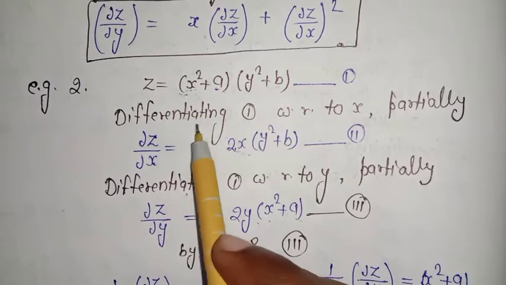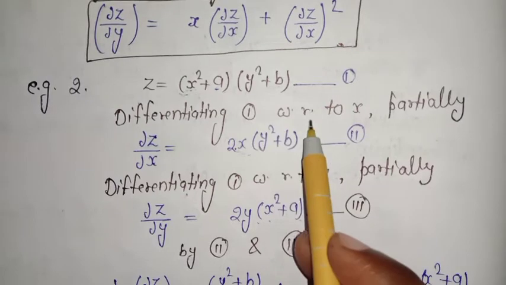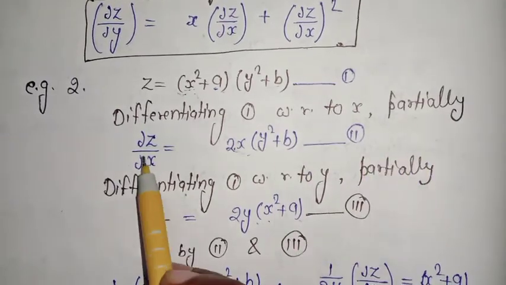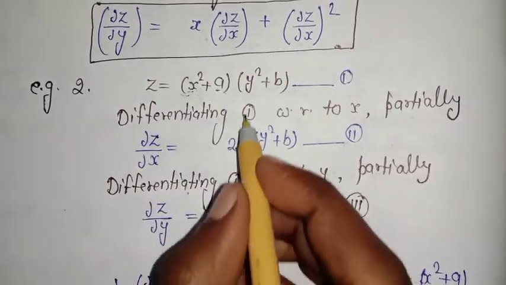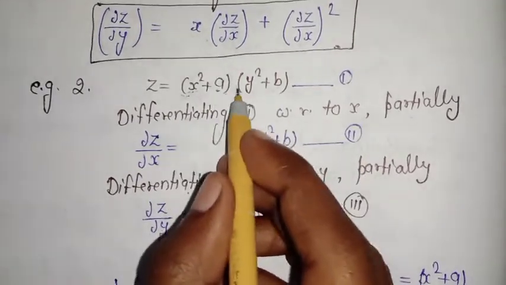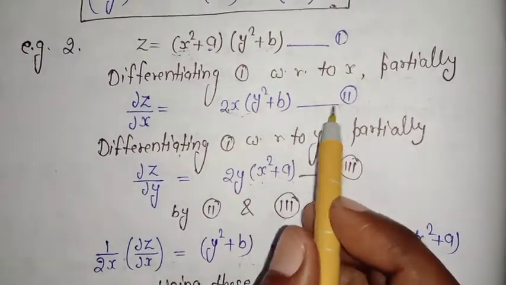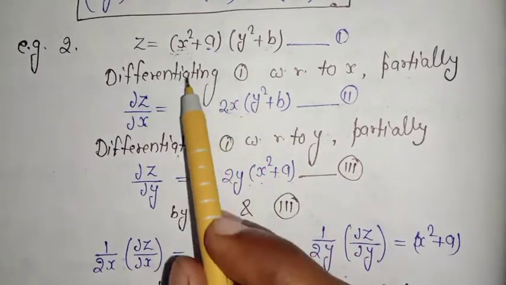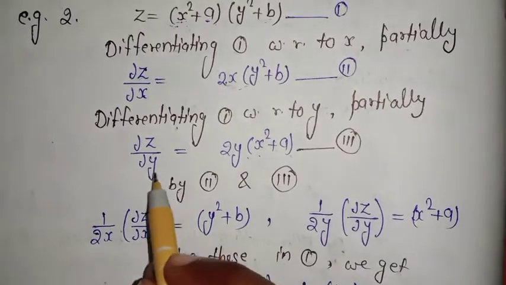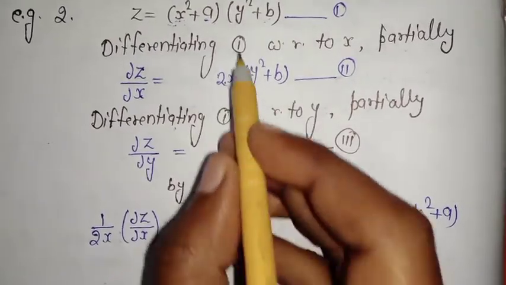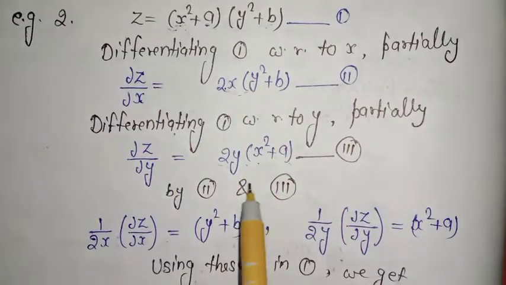Firstly we will differentiate equation number 1, because first is given to us, with respect to x partially. Then we get ∂z/∂x, this gets differentiated, this gives 2x, and this is a function of y, and this is present in product, so this can be written as. Now this is our equation number second. In order to get the third equation, we differentiate the given equation 1 with respect to y partially, then we get ∂z/∂y is equal to 2y, because the derivative of y square becomes 2y, and this is present in product, so this can be written as.